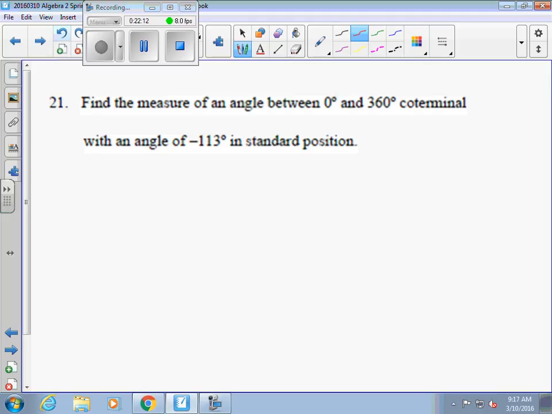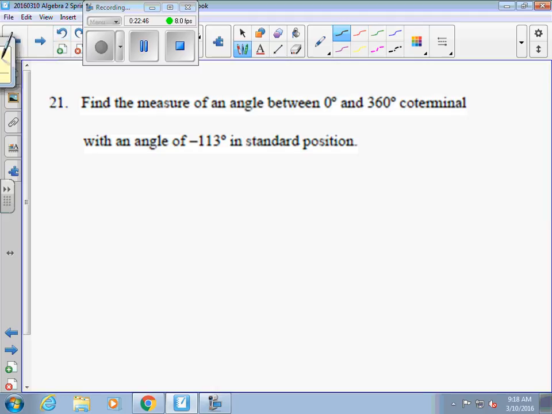21 says find the angle measure between 0 and 360 coterminal with an angle of negative 113 degrees. This is the one I was telling you guys about that isn't written exactly like the examples we've been doing. On the examples we've been doing, they were actually harder because it told you to find both a positive and a negative coterminal angle. This one, you're finding one of them depending on which one you need. It has to be between 0 and 360. So you're not making more than one revolution. You're making inside of one revolution.